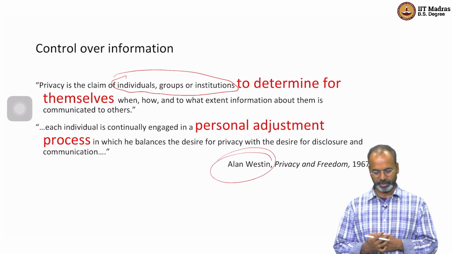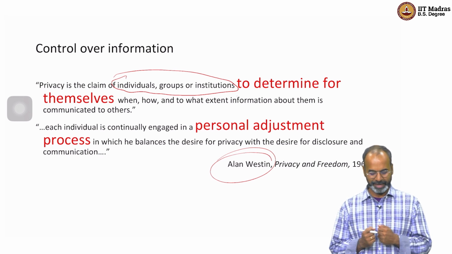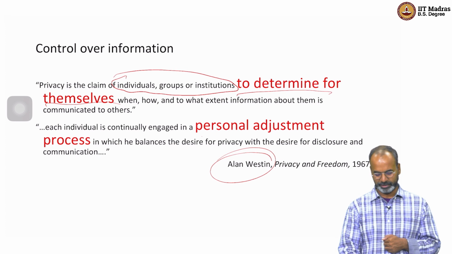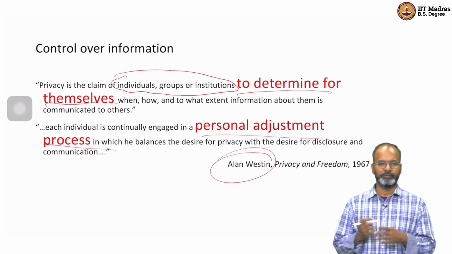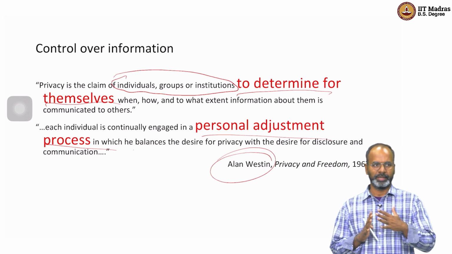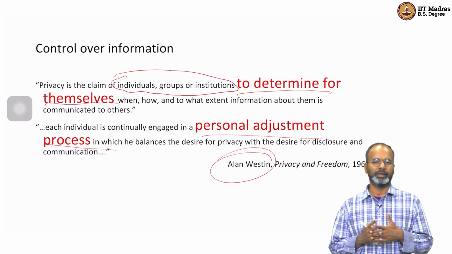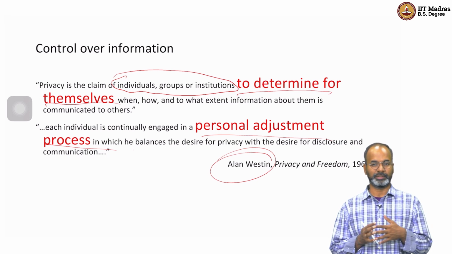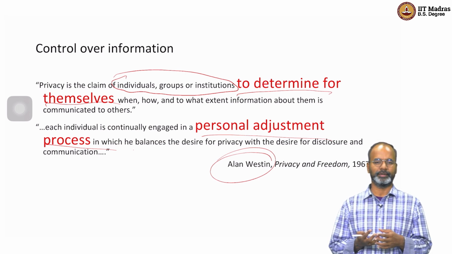Each individual is continually engaged in a personal adjustment process in which he balances the desire for privacy with the desire for disclosure and communication. So the important thing is to determine for themselves, the personal adjustment process. We're always in this. For example, you may be accessing a website which is asking you for username, password, some details, cookies to be accepted for you to go to that page.